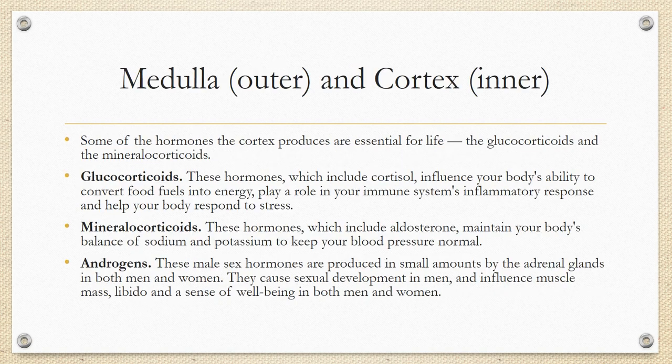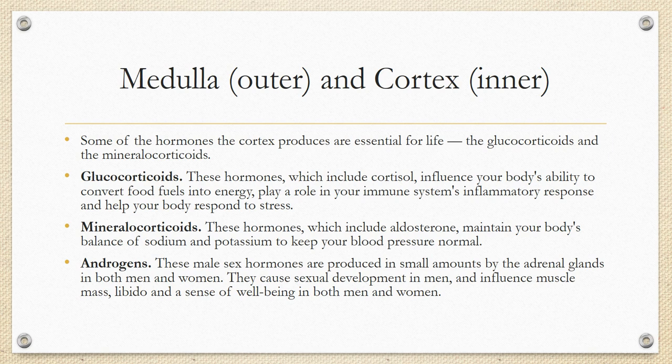So this slide, I broke down the adrenal glands into the medulla, which is the outer part, and the cortex, which is the inner part of your adrenal gland. Some of the hormones the cortex produces are essential for life. Specifically, glucocorticoids. These are the hormones that include cortisol, which influences your body's ability to convert food, fuels, and energy. It also plays a role in your immune system's inflammatory response, and it also helps your body respond to stress.